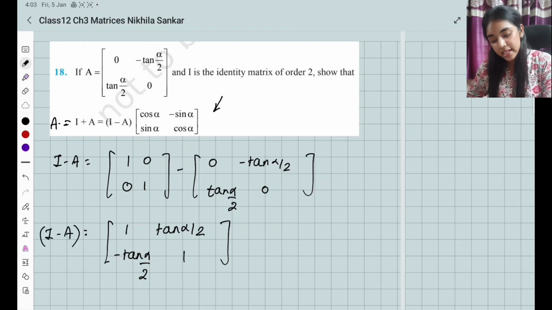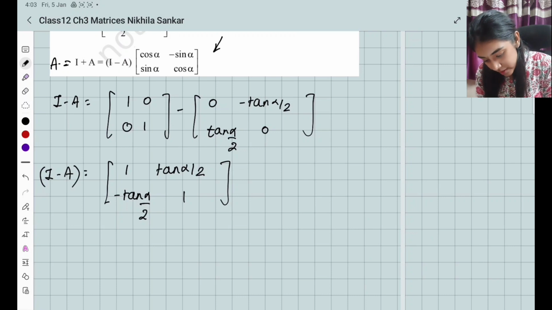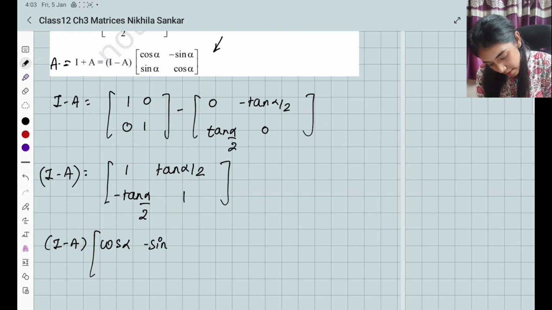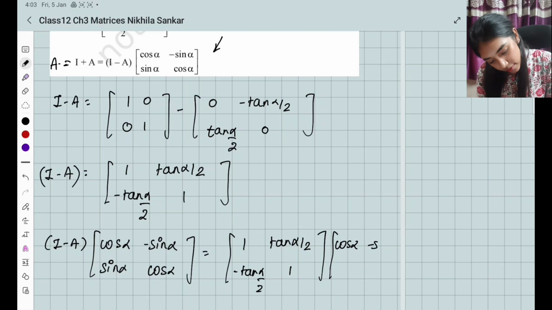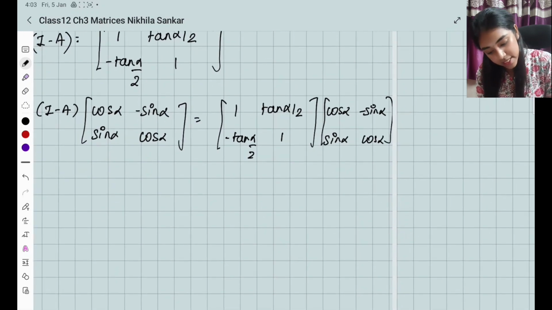Now I minus A times this. So I'm going to have I minus A times [cos alpha, -sin alpha; sin alpha, cos alpha]. I'm going to multiply: I minus A is [1, tan(alpha/2); -tan(alpha/2), 1], and on the other side I'm going to have [cos alpha, -sin alpha; sin alpha, cos alpha]. Okay, let me start multiplying.